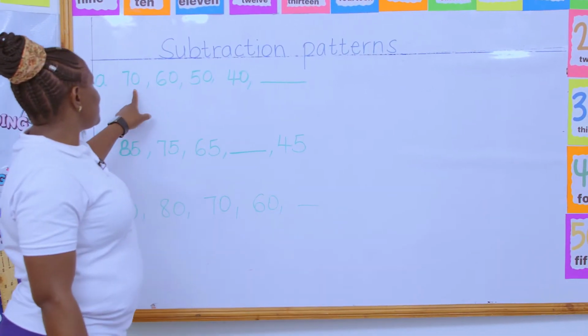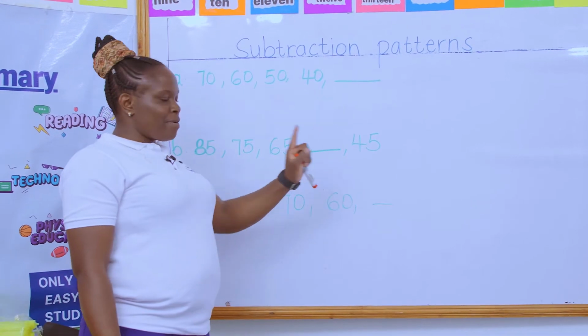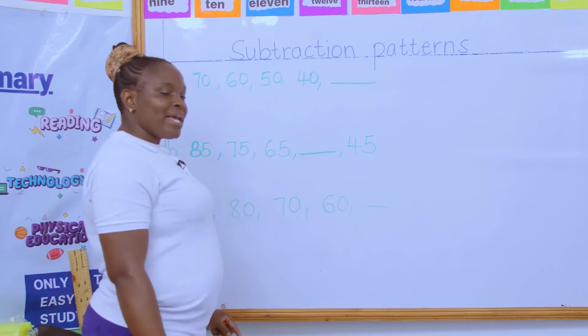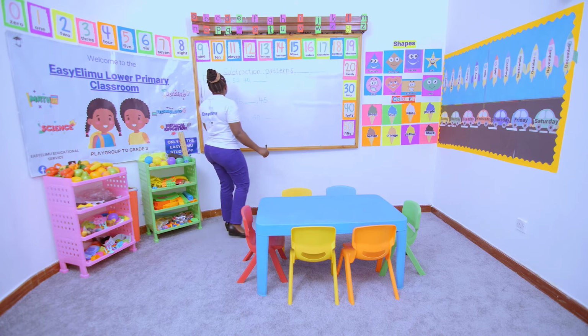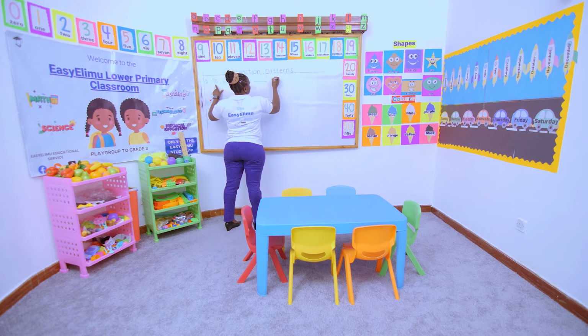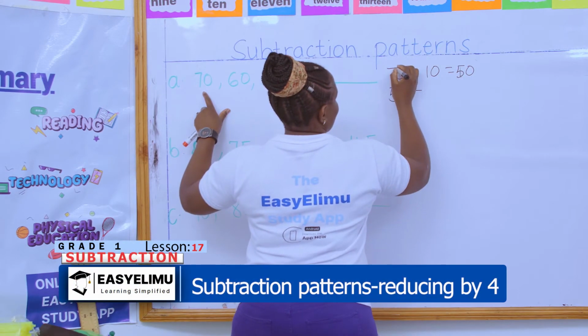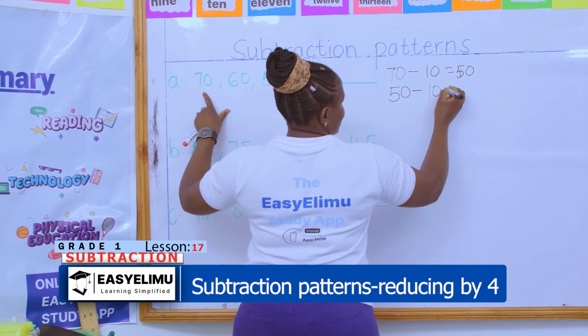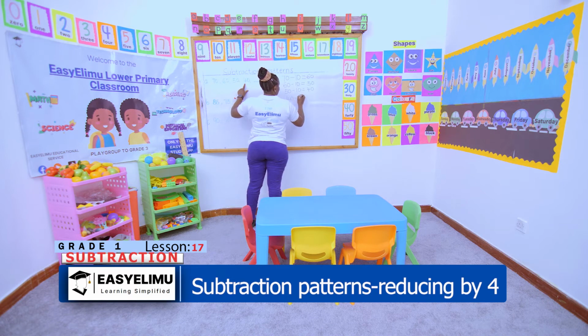If the number ends with a 0, all of them must end with a 0. If the number ends with a 5, all of them must end with a 5. If the number ends with a 3, all of them must end with a 3. They never change. For example, if here it is 70, take away 60. What am I supposed to get? 50. No, we are not taking away 50, you're not telling me it is 10. Take away 10 gives me 40. What is 40 take away 10?